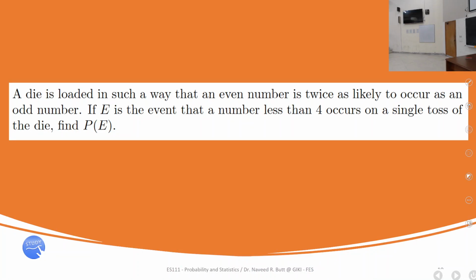Now, an unfair coin we call loaded. Okay, so a die is loaded means it's not fair. A fair die is 1, 2, 3, 4, 5, 6 with equal probability. In this case, it's saying it is loaded in a way that an even number is twice as likely to occur as an odd number. Without going into the physics of how to make such a die, which would be difficult in practice, just for the interest: if E is the event that a number less than 4 occurs on a single toss of the die, find the probability of E.